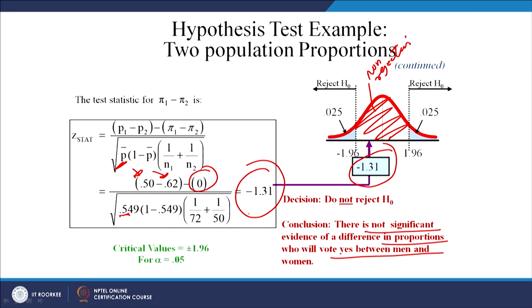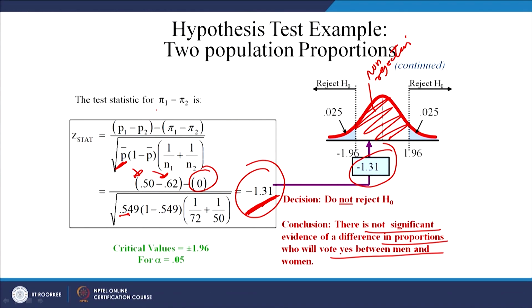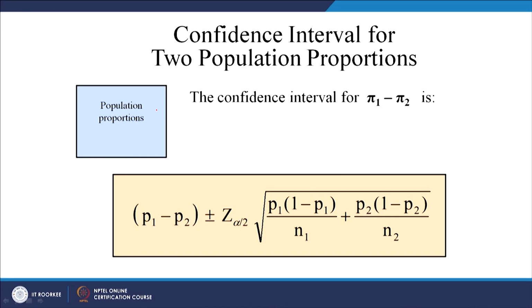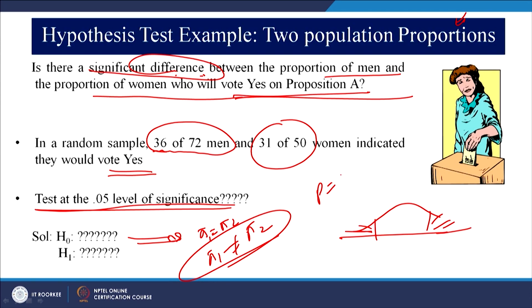Yeah, so we are getting the same Z value, minus 1.31. As far as the P value is concerned, the P value is 0.190. So, the P value which we have calculated using Minitab software is 0.190.